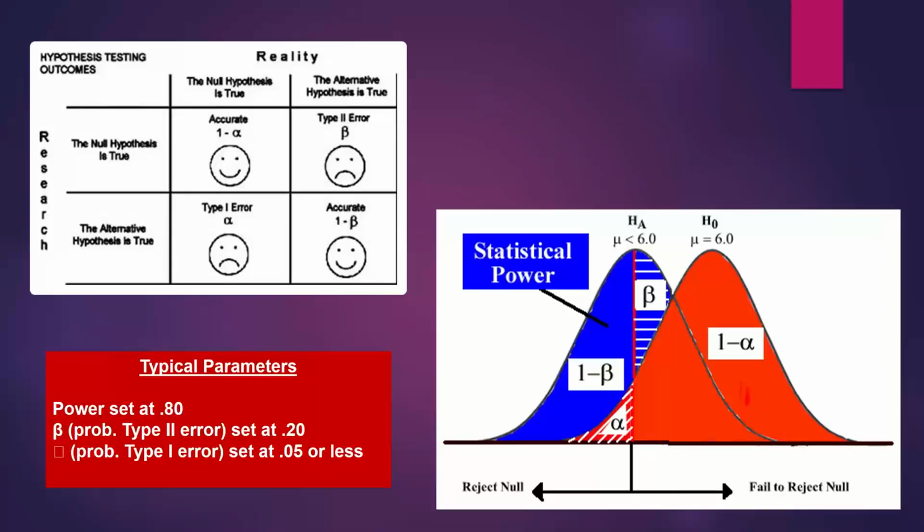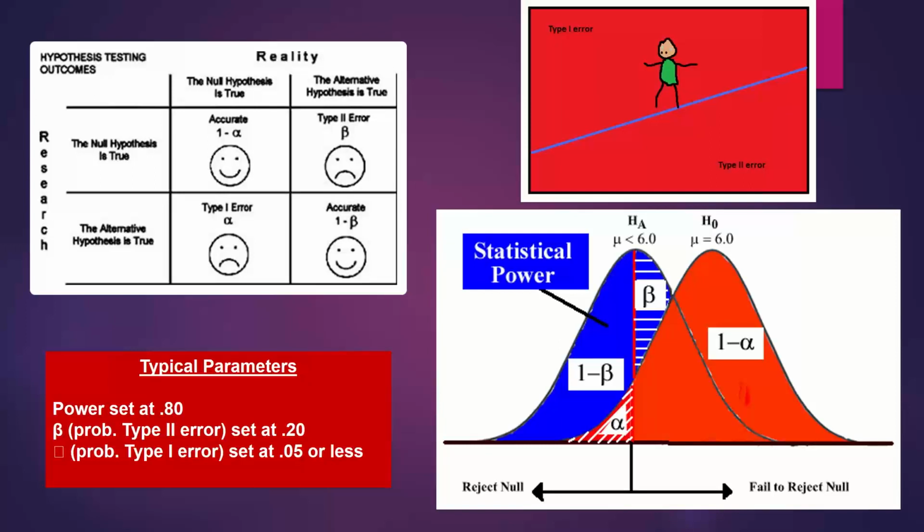So in terms of determining statistical power, typically power is set at 0.80, which means that the probability of a type 2 error is set at 0.20, and the probability of a type 1 error is set at 0.05 or less. So you are essentially walking the tightrope between a type 1 error and a type 2 error, and you want to balance the likelihood of both of those things when you are doing your power calculations.